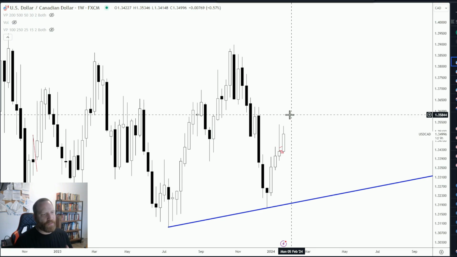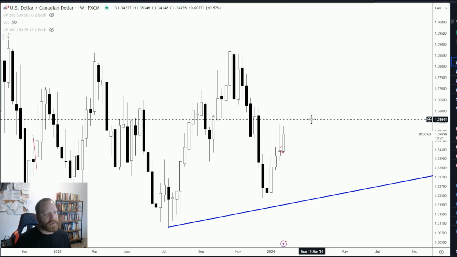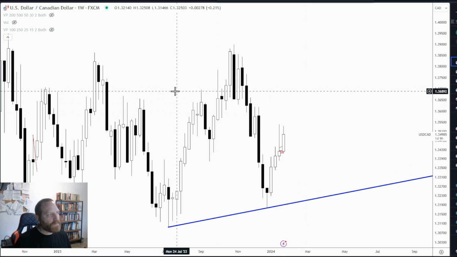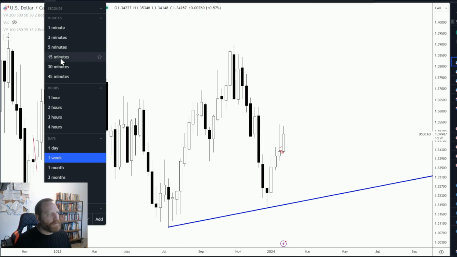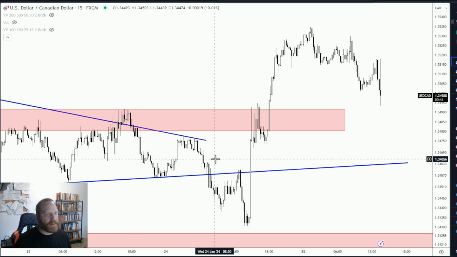But keep in mind that while I'm doing this, I'm looking at other pairs as well, so I always have something going as far as trading ideas. I rarely trade only one thing at a time. So why did I short again?